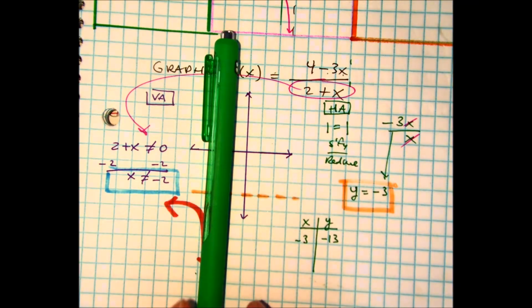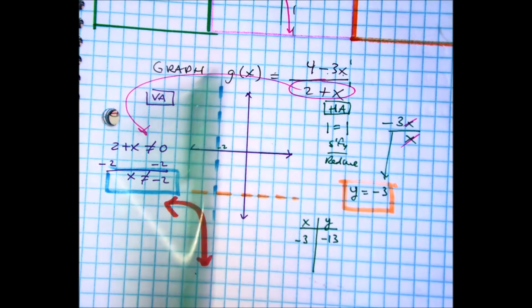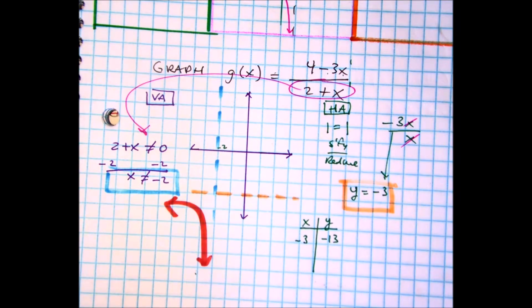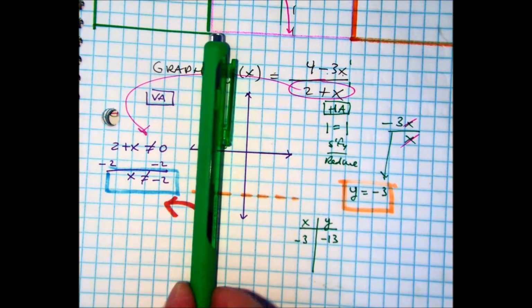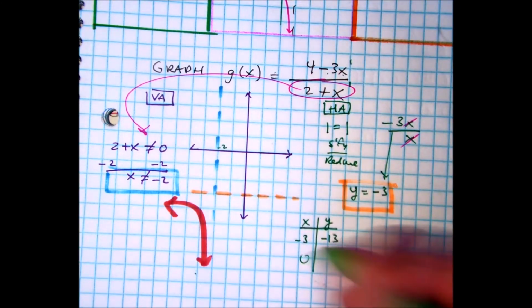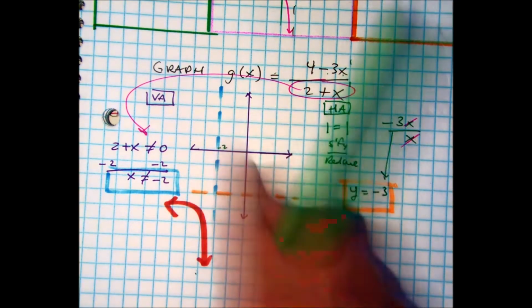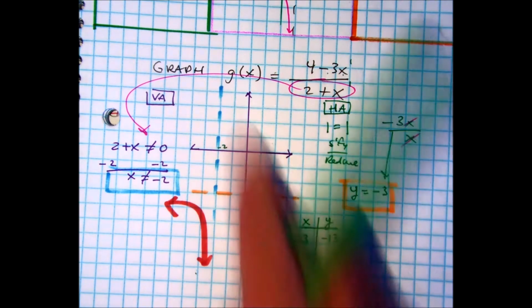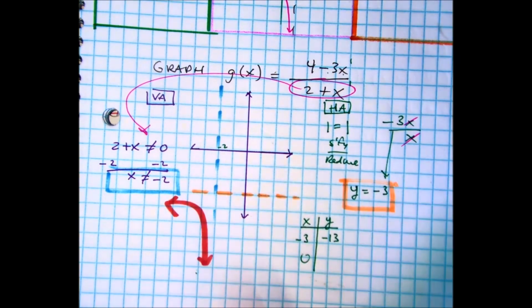Let's try that now for the right side. Can someone pick a value to the right of our vertical asymptote? Negative 1. 0. What a very good number. Always try 0. So basically I'm testing this point, and I want to know if it's above the orange line or below, greater than negative 3 or less than negative 3.